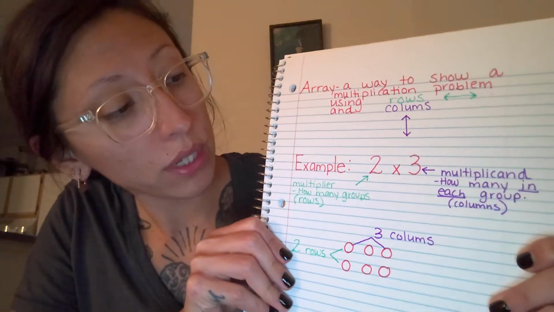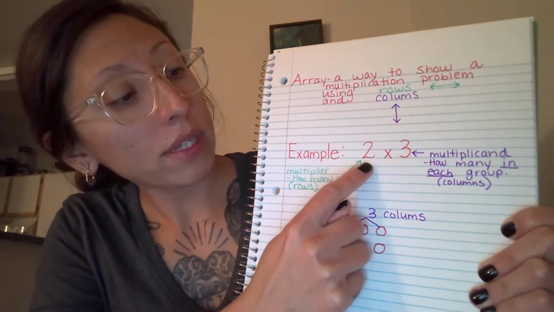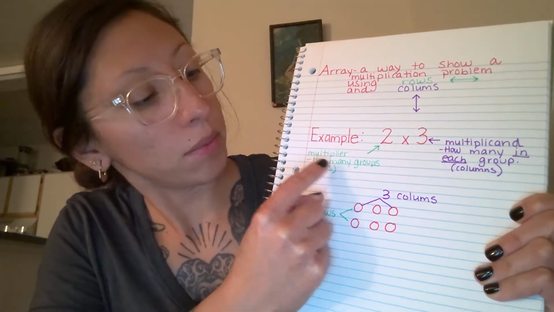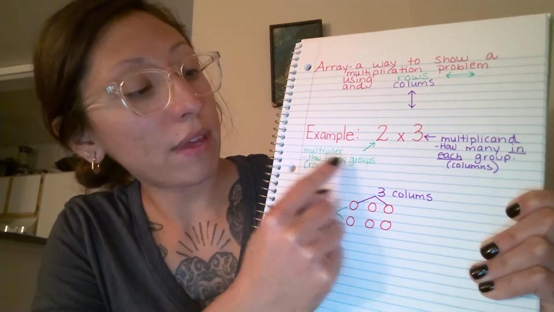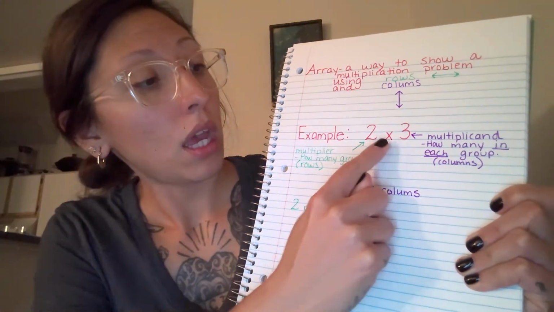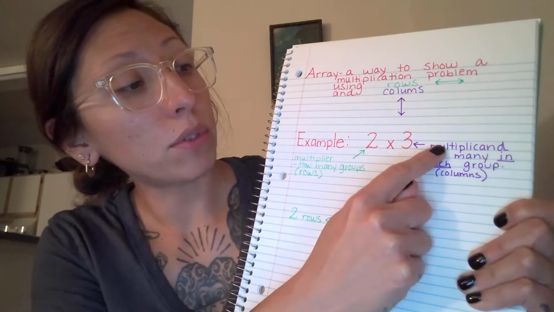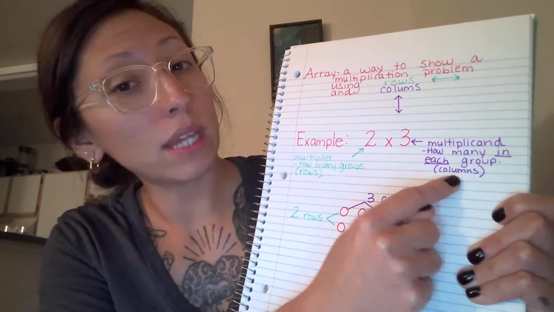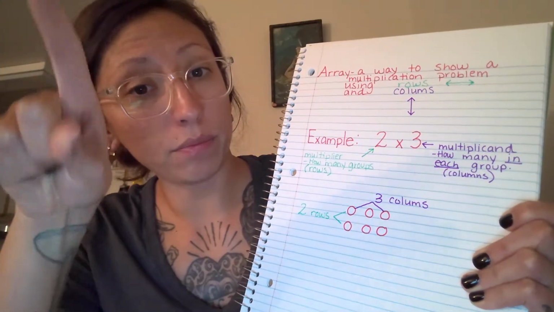I have the example 2 times 3. And I always like to make the first number our multiplier, right? And remember, multiplier means how many groups we're going to have. And that's going to be our rows, side to side. And our second number is our multiplicand, and that's how many is going to be in each group, right? And we're going to say this is our columns, up and down.